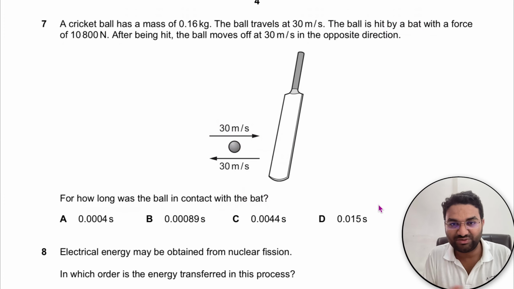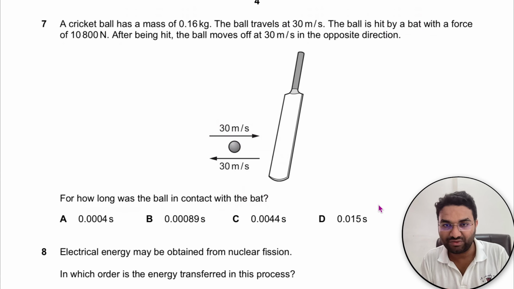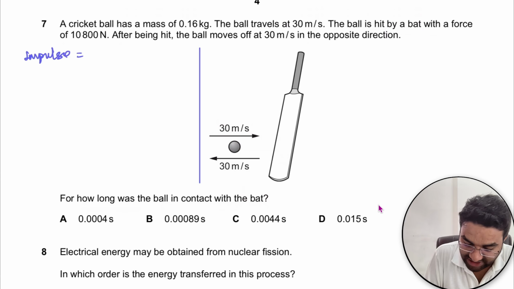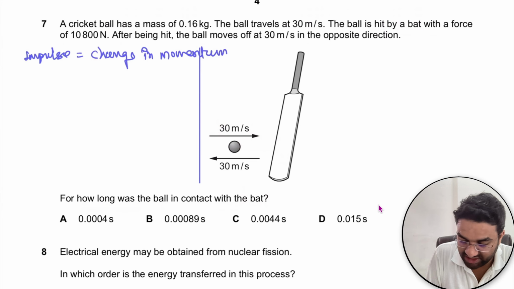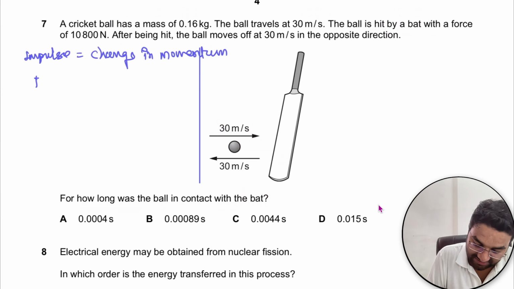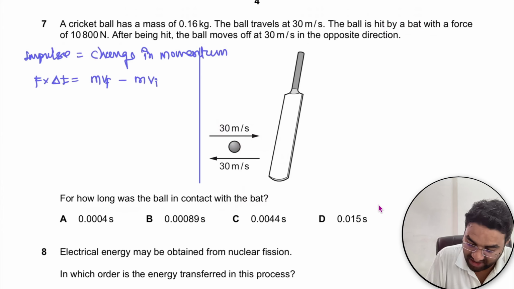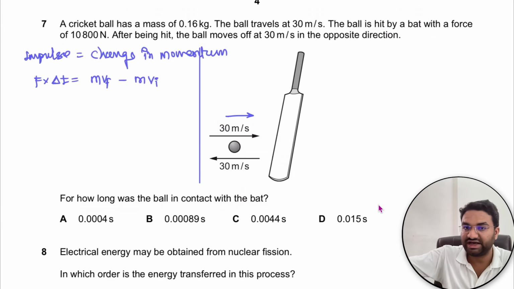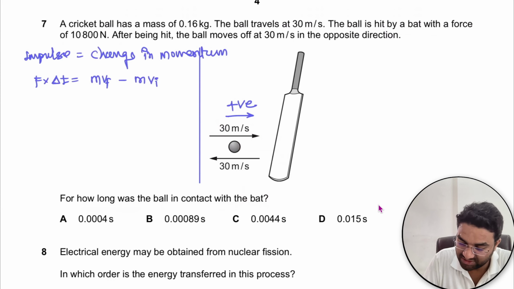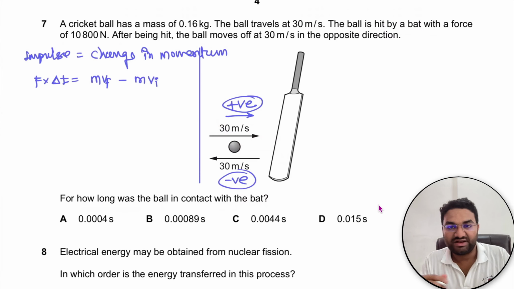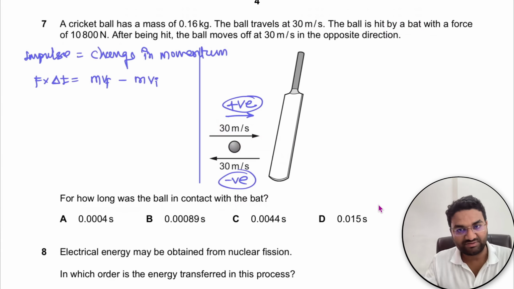We have to take the relation between impulse and change in momentum and calculate the value. Impulse is equal to change in momentum. The impulse is F times delta T, which is equal to the change in momentum, m v f, the final momentum, minus m v i, the initial momentum. Let's take rightward movement as positive, and the ball moving leftward is negative. Rightward is positive, leftward is negative.